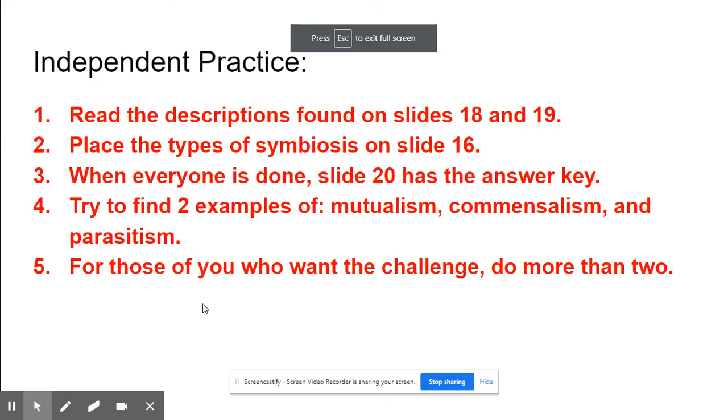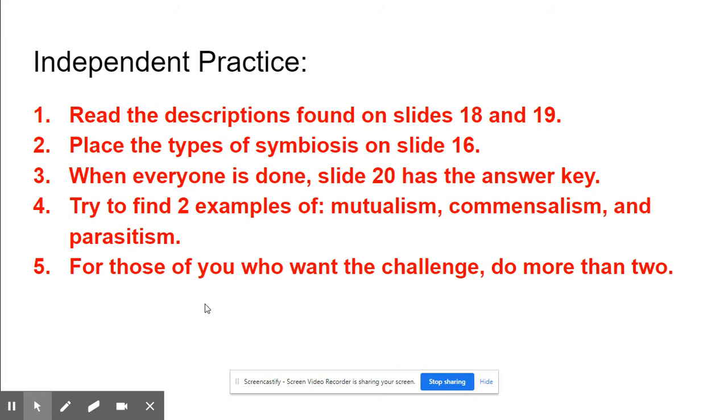Hi, guys. So today for some independent practice, you're going to be reading descriptions of organisms found on slides 18 and 19. They're little cards that have an animal and what that organism is doing. Then you're going to go to slide 16 and find two organisms that you read all the descriptions about and say, okay, that organism had a relationship or interaction with this other organism.